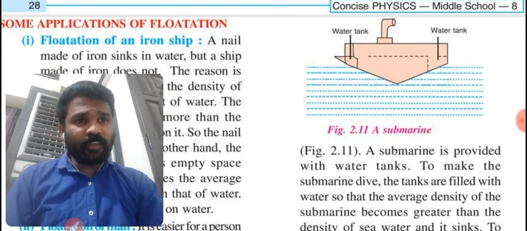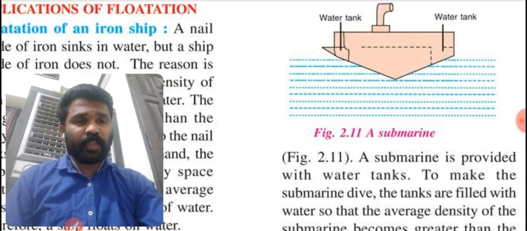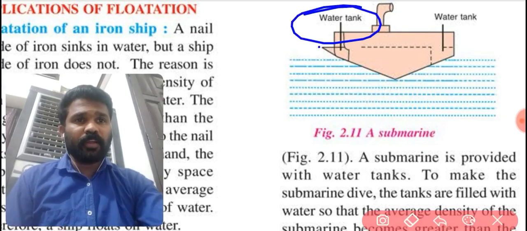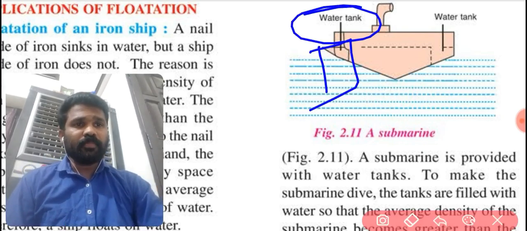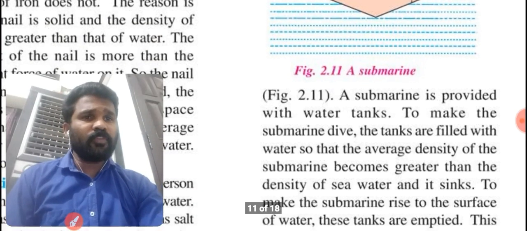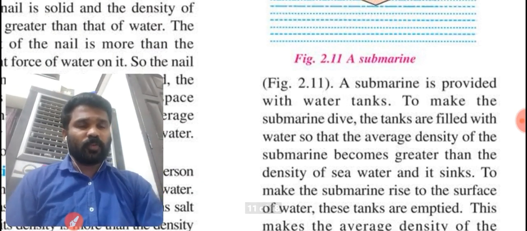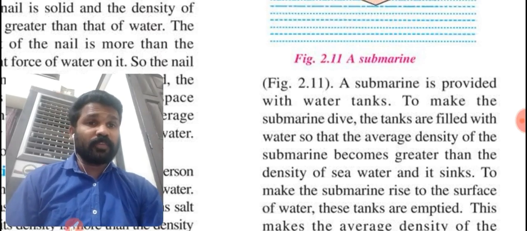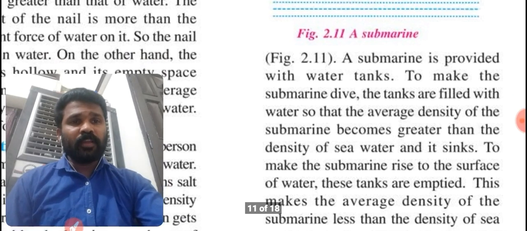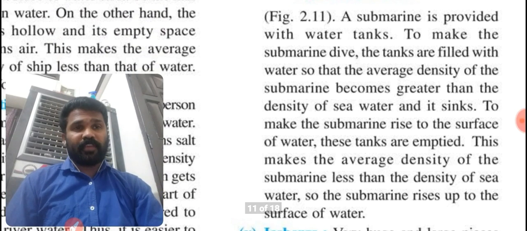A submarine is provided with water tanks. Here they are, the water tanks. To make the submarine dive, the tanks are filled with water so that the average density of the submarine becomes greater than the density of seawater and it sinks. To make the submarine rise to the surface of water, these tanks are emptied.